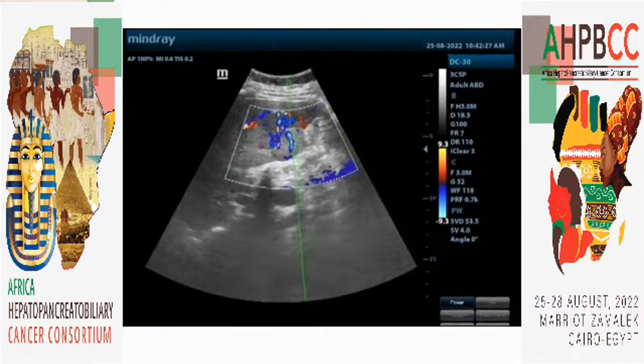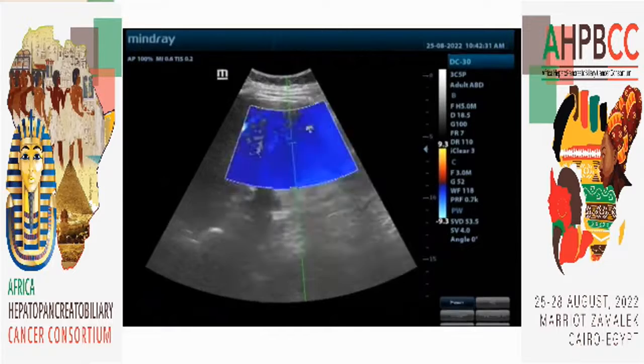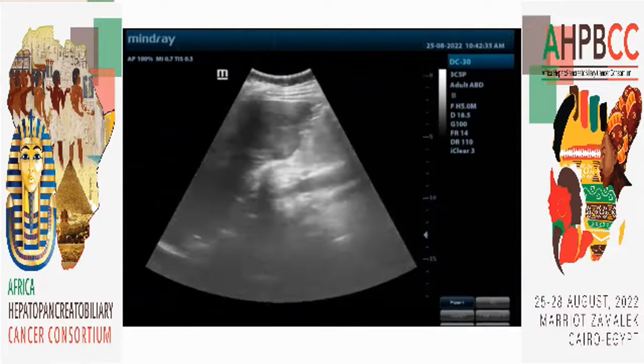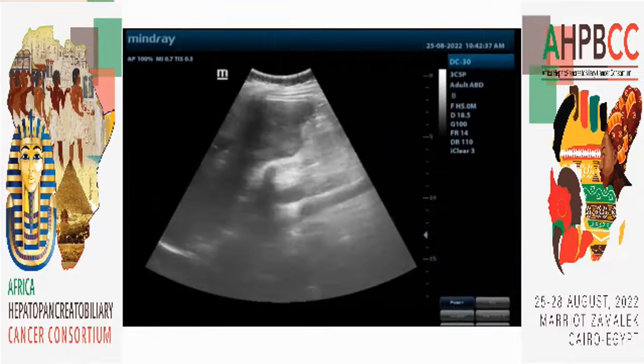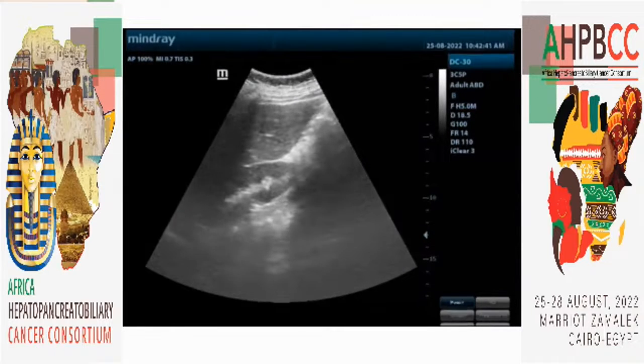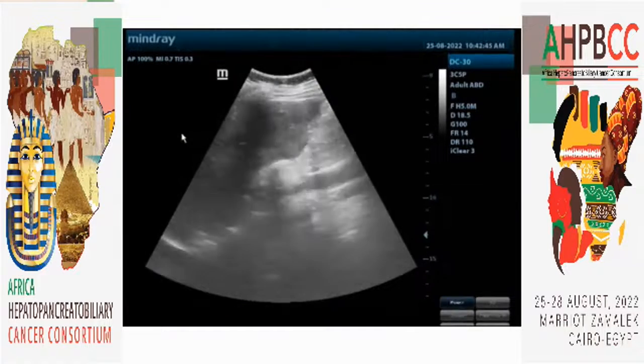We are going again to evaluate the lesion, the size, the site, the surface, then the vasculature. At first the site: this is segment 6 of the liver, where you can see the kidney in the view. Segment 6 of the liver.